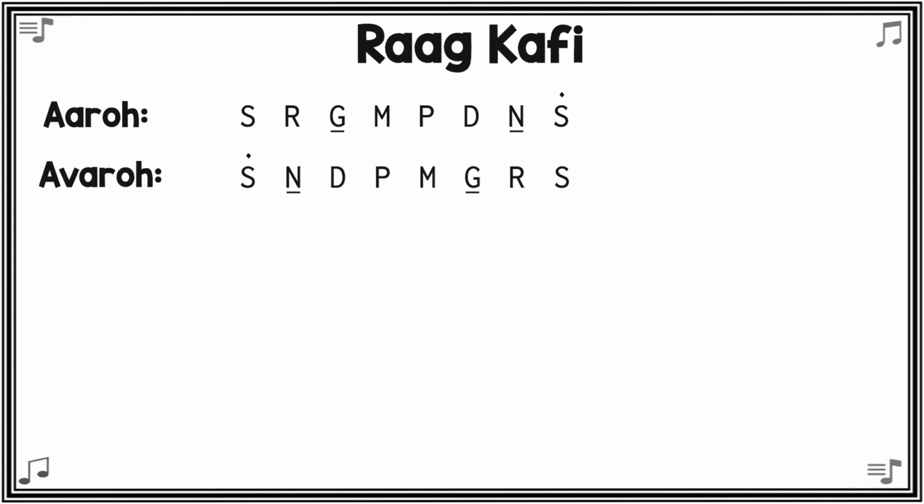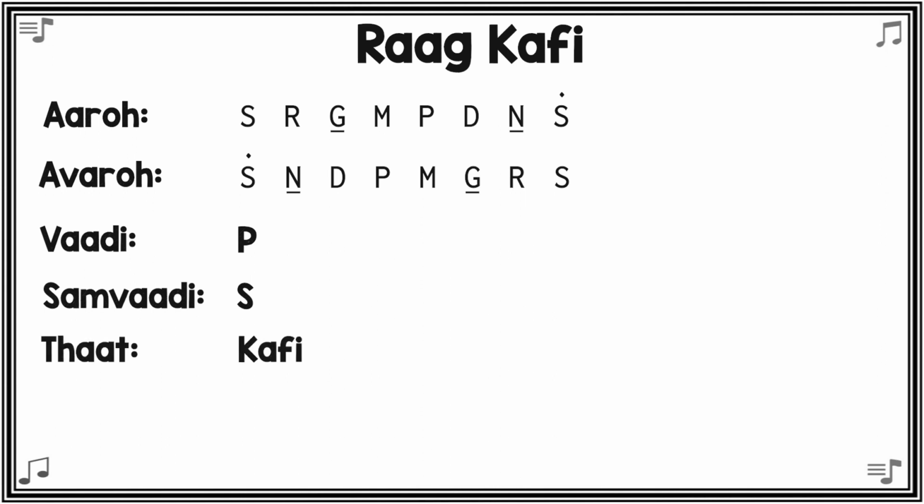The Vadi Swar is the Pancham and the Samvadi is Shadj. Kafi is a Thaat Rag, one of the 10 Thaats which we had learnt before. Hence, the Thaat of Kafi is also Kafi.